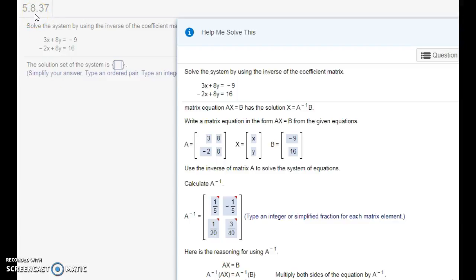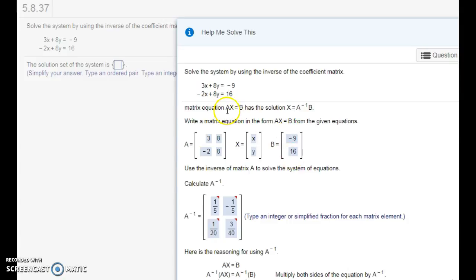For this problem, we're going to solve this system of linear equations by using the inverse of the coefficient matrix. So we need to start off by creating matrix A, which is the coefficients. So 3 and 8 is the first row, negative 2 and 8 is the second row. Matrix X is just our variables, so X and Y. And matrix B is our constants on the other side of the equal sign here.